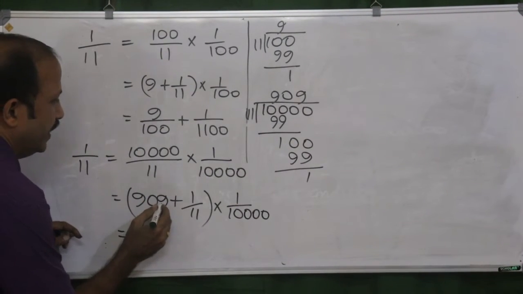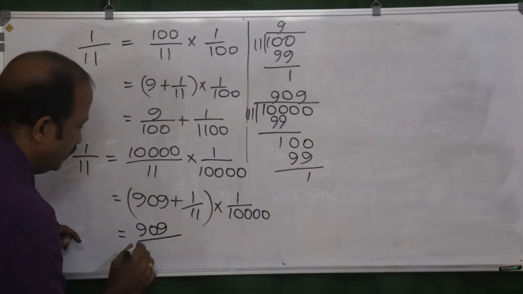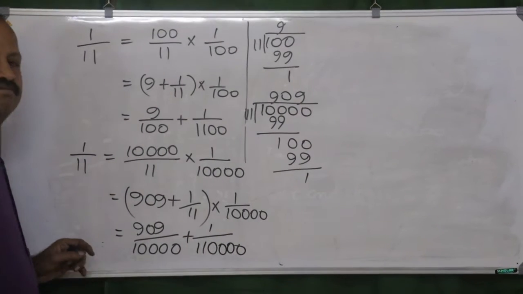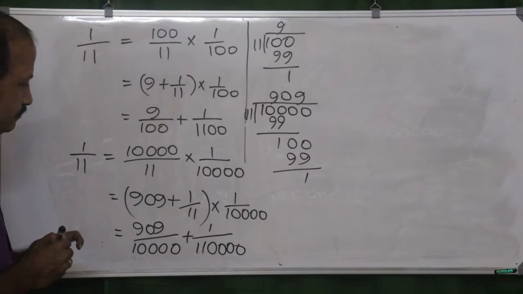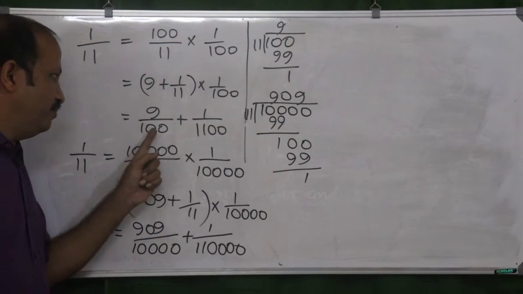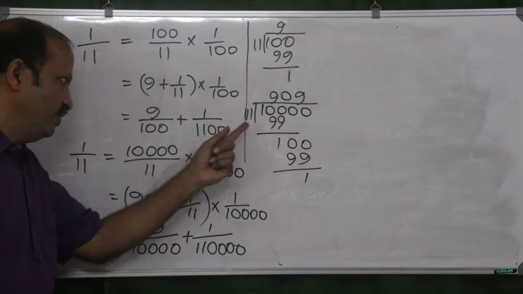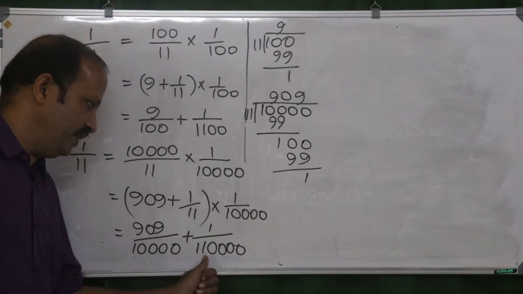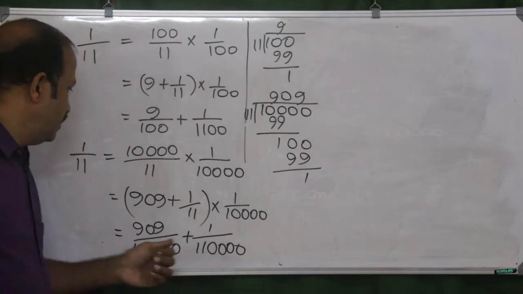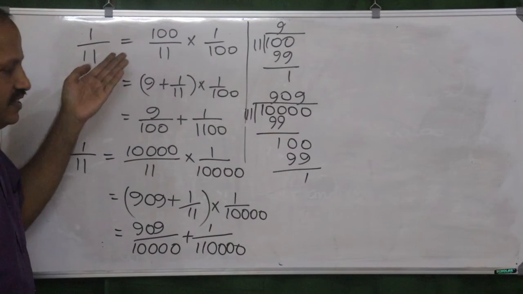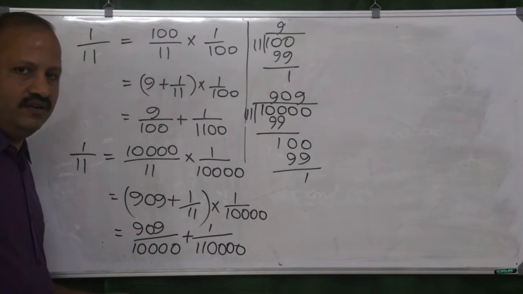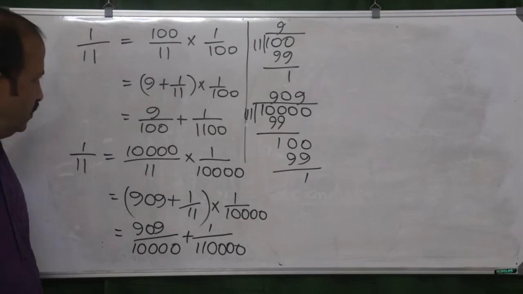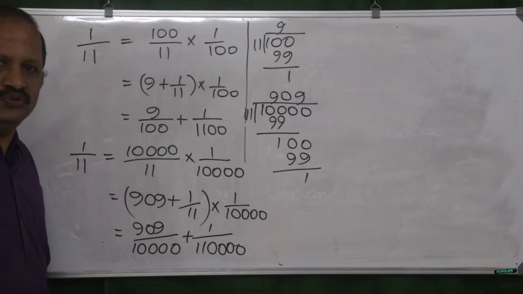So that is 909 divided by 10,000 plus 1 by 11 into 1 by 10,000. So here 1 by 11 is equal to 9 by 100 plus 1 by 1100, and it is again equal to 909 divided by 10,000 plus 1 by 110,000. First we checked how many 1 by hundreds, then we checked 1 by 10,000s, not thousands. So what will be the next step? Using these two steps, we should be able to write now, isn't it?